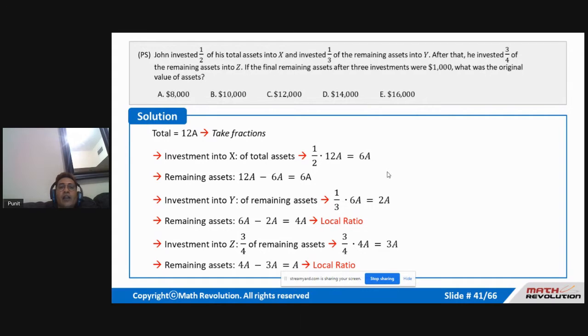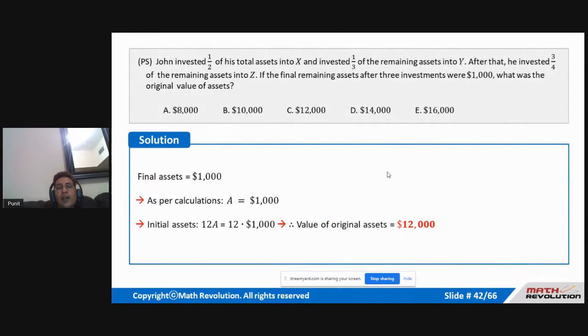If the final remaining assets after three investments were 1,000, what was the original? Your final is 1,000. That means your A is 1,000. Your initial asset was 12A. You got the value of A as 1,000. 12 times 1,000 makes it 12,000. Answer goes as C. Your job is done. We mark the answer as C.